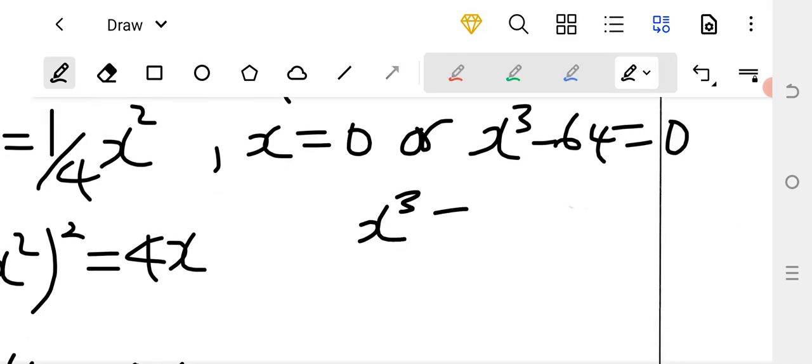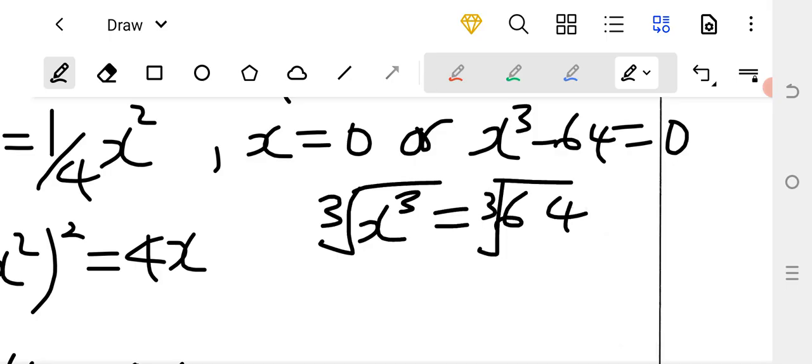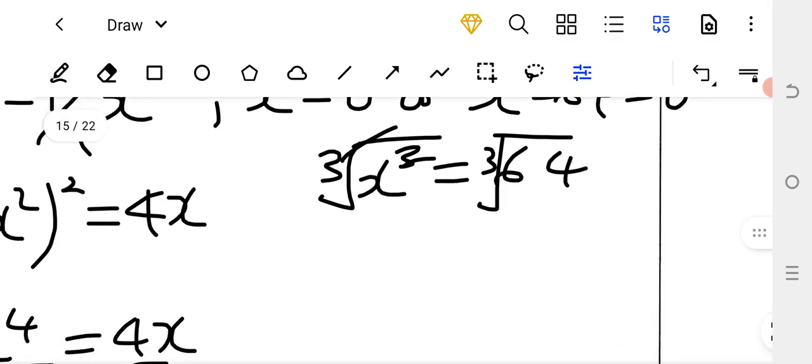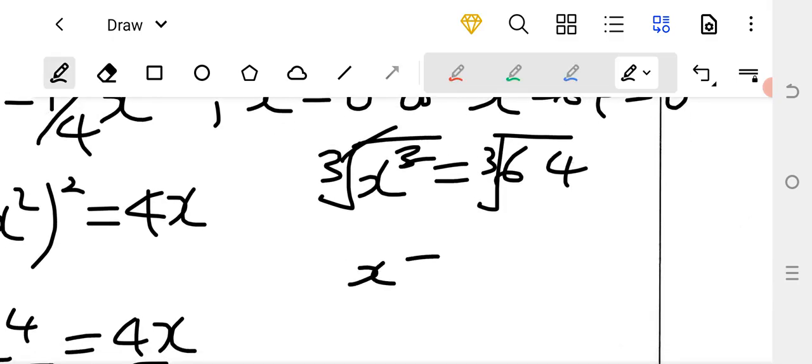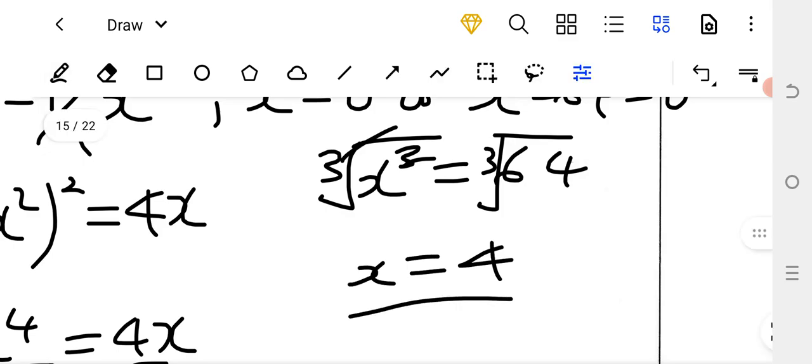x cubed is equal to 64. Then we apply the cube root to both sides to get rid of the cube there. The cube and the cube root cancel out. x is equal to the cube root of 64, which is 4. 4 times 4 is 16. 16 times 4 is 64. So x is equal to 4.